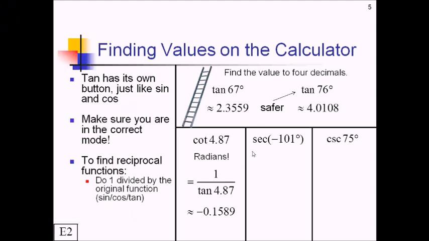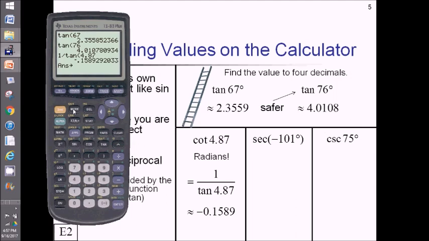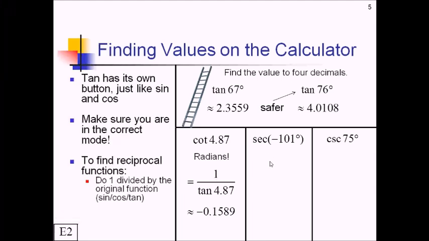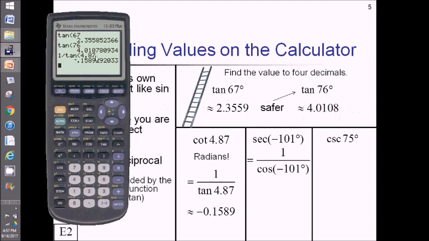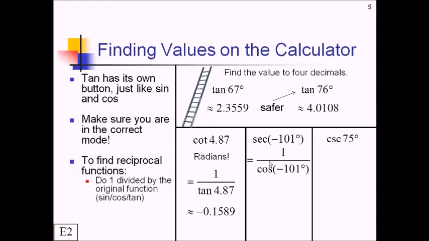Pause the video and try out secant and cosecant over here. All right, now hopefully you went into degrees mode for these, because they're both degrees. And then for secant, we're really doing 1 over cosine of that stuff. So let's do 1 divided by cosine of 101, but it's negative 101, so careful with that. Negative 5.24 and some change.